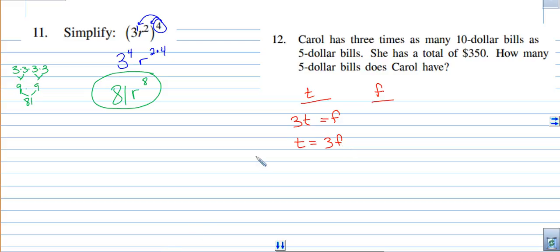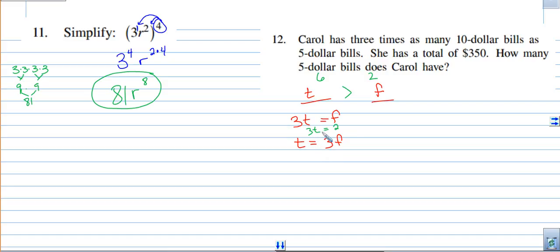So we know that there should be more tens than there are fives, right? 3 times as many. So just pick something that's easy to get 3 times. What if we had 2 fives? How many tens would there be? Well, there's 3 times as many, so there should be 6, right? So let's see which equation, if you plug 2 in for F, will give you 6. If I plug 2 in here, you have 3 times T equals 2.